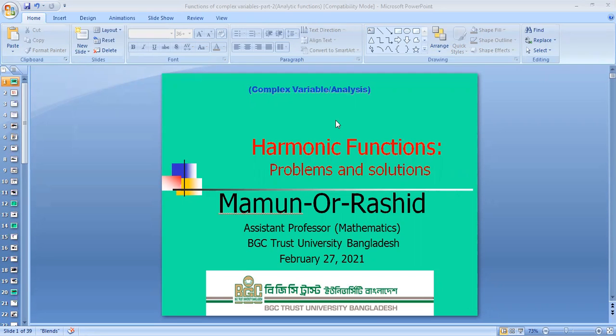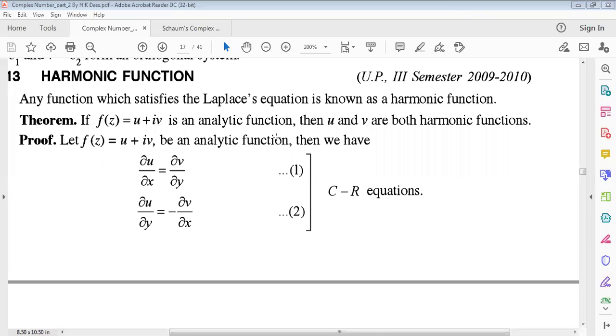Okay, today we'll start another part, harmonic functions of a complex variable. Today we'll define the harmonic functions and solve some examples with solutions. So actually, first of all, what is a harmonic function? Any function which satisfies the Laplace equation is known as a harmonic function.